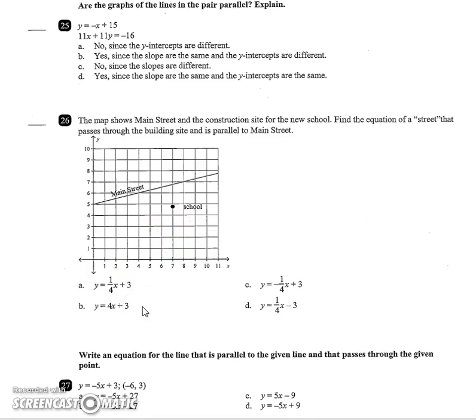26, the map shows Main Street and the construction site for the new school. Find the equation of a street that passes through the building site and is parallel to Main Street. So you're looking for one of these equations that is the same as Main Street.